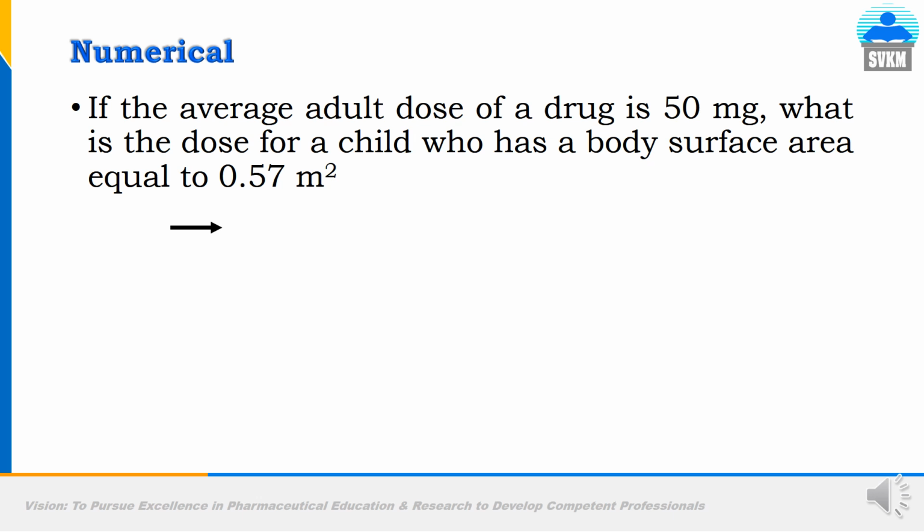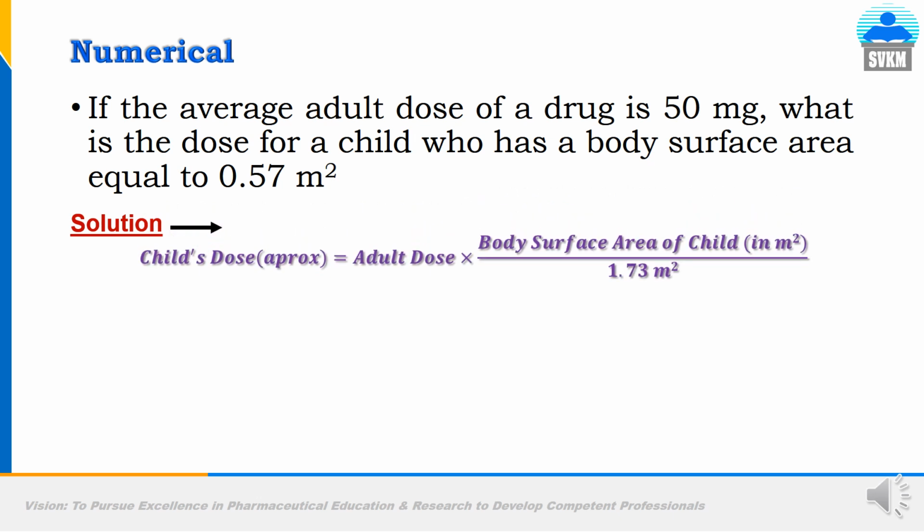meter square. Here what are the givens? First is adult dose of that drug is 50 mg, and next is body surface area of that child, 0.57 meter square. And as we know the formula, child dose is equal to adult dose multiplied by body surface area of that child in meter square divided by 1.73 meter square. And that 1.73 meter square means what? Adult average body surface area.